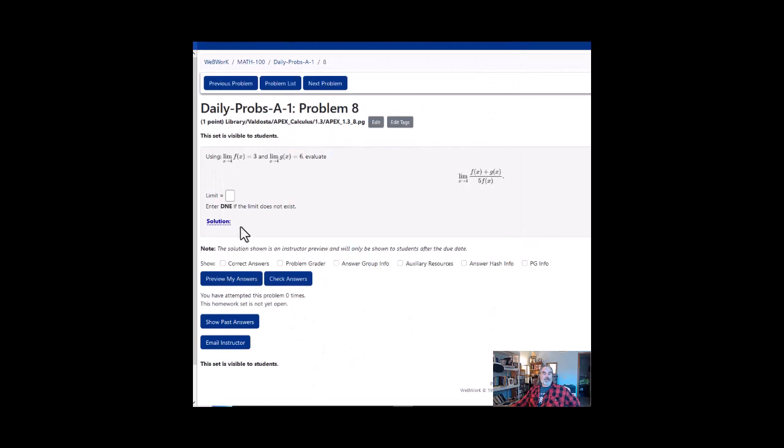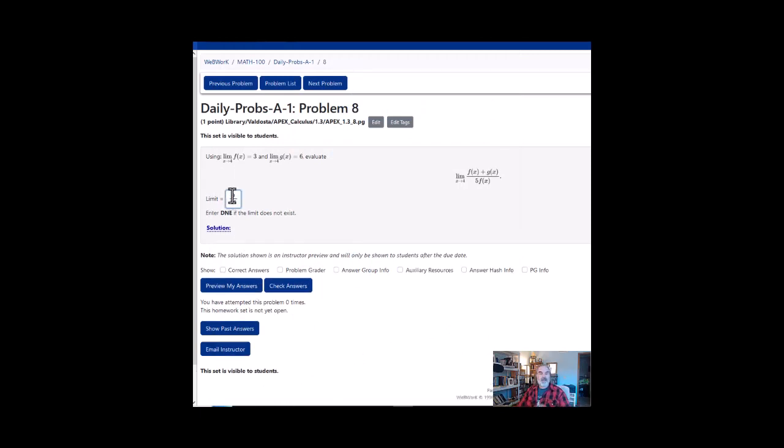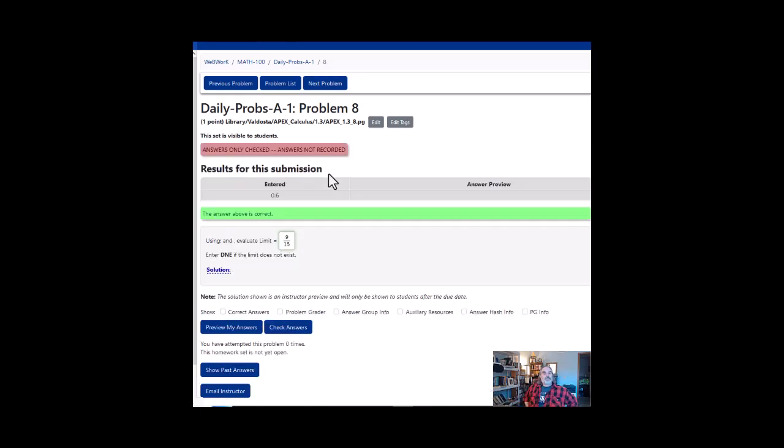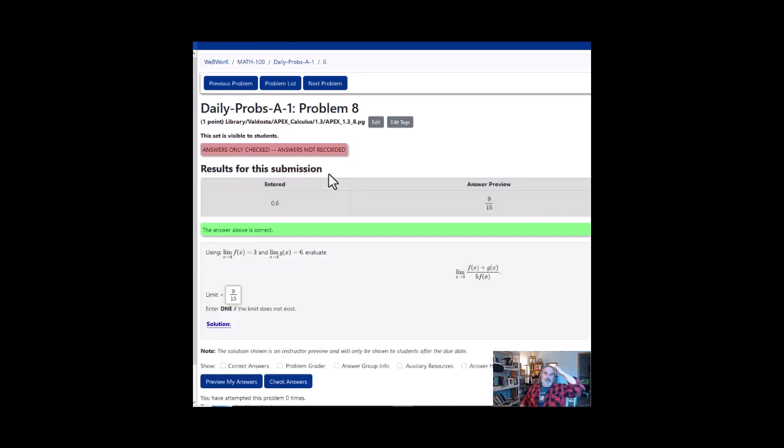So I'm going to close this down. You know what I'm going to do just to show off? I'm going to put in 9/15 for this. I'm going to check the answer. We should get green. Yay, we got green. WebWork understands equivalent values. So simplified, the answer ought to have been 3/5. And in fact, if I go back and make that 3/5 and try it again, it's still correct, right?